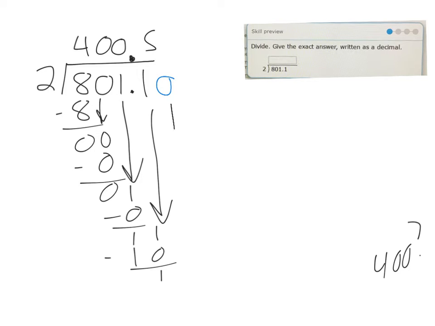So let's bring down that 0. And now we're just saying how many 2s can we take out of 10? 5. 5 times 2 is 10, minus equals 0. And we have our answer, 400.55, which matches very nicely with our estimate.